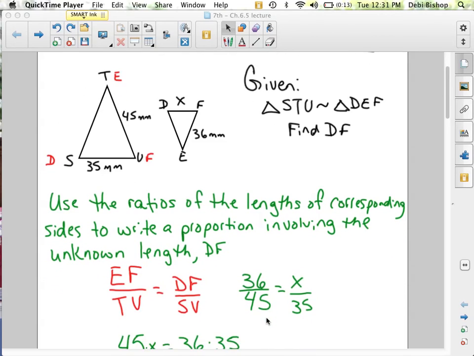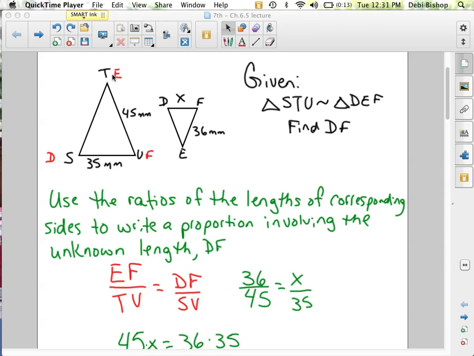So if we look here, we can see EF up at top, and our corresponding part to EF is TV, and then equals, and we want to have our unknown in there, DF, and our corresponding part to DF is SV. So that's how we would set it up initially. Now you plug in your numbers. So you know EF is 36 millimeters, TV is 45 millimeters, equals, well, we don't know what DF is, that's our unknown, x, and SV is 35. And from here, we have a proportion, and we solve our proportion.